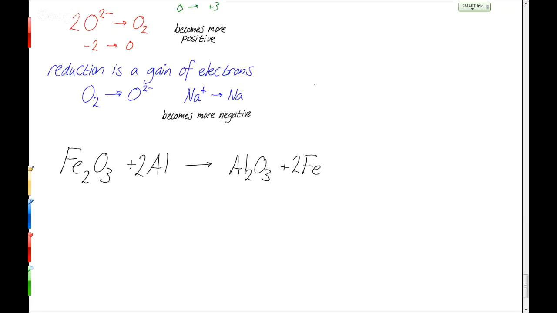How can we tell that something's changing charge in this reaction? If you're looking at this reaction, you don't know if it's a redox reaction or not. How could you figure that out? How could you determine that? Is it because the iron's by itself now? Yeah, that's one big clue in these reactions: look for elements that are by themselves. Both the aluminum and the iron.